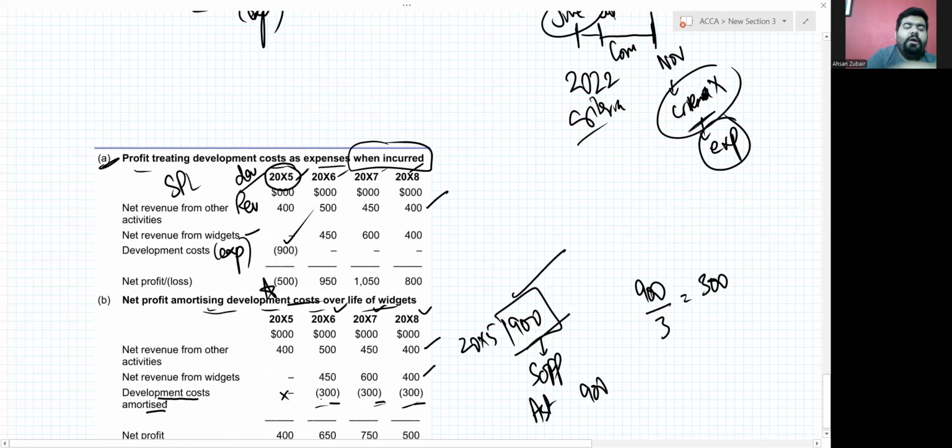So widgets are basically the product of this business, and maybe they're selling some other things as well. So from there they have written the net revenue for that product, right? Yes.